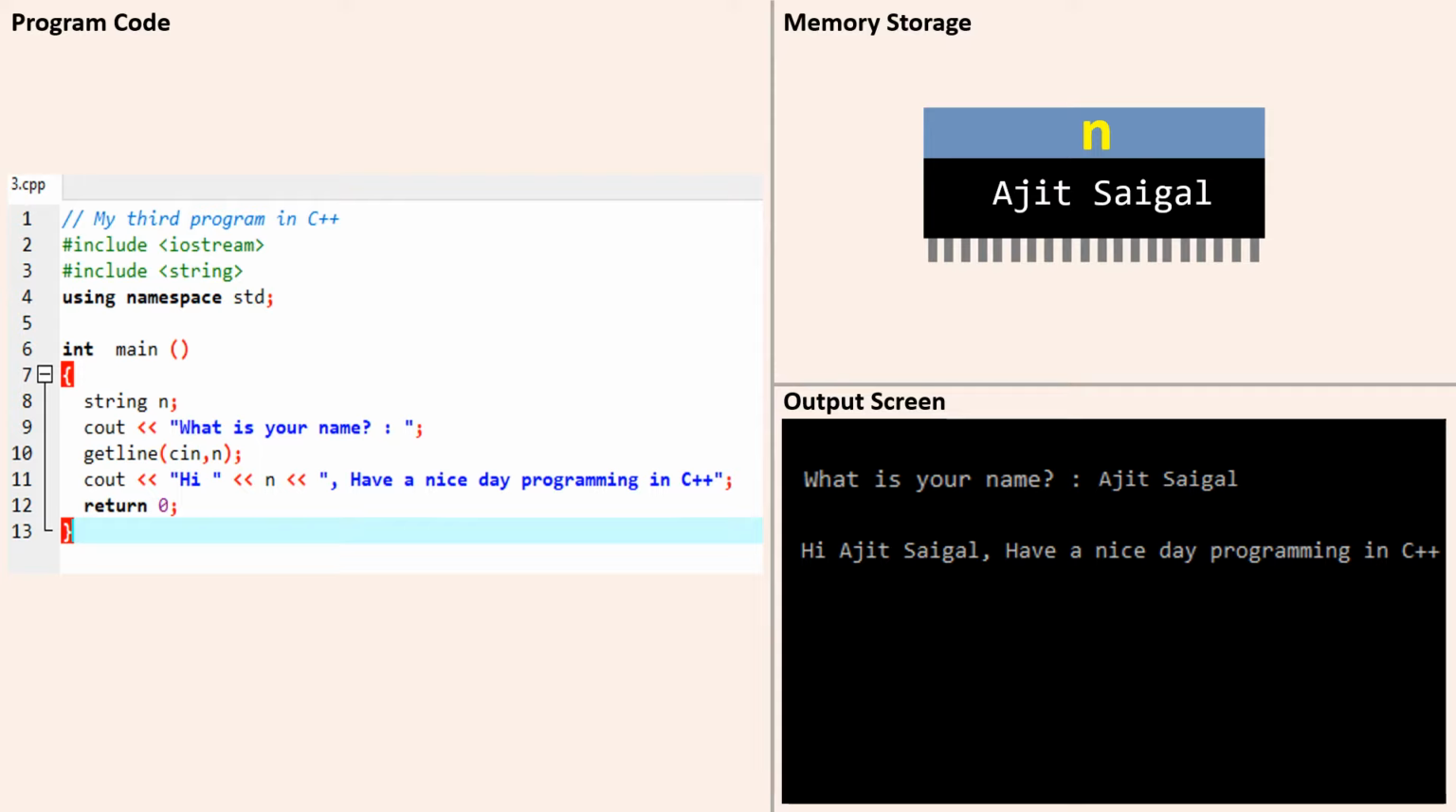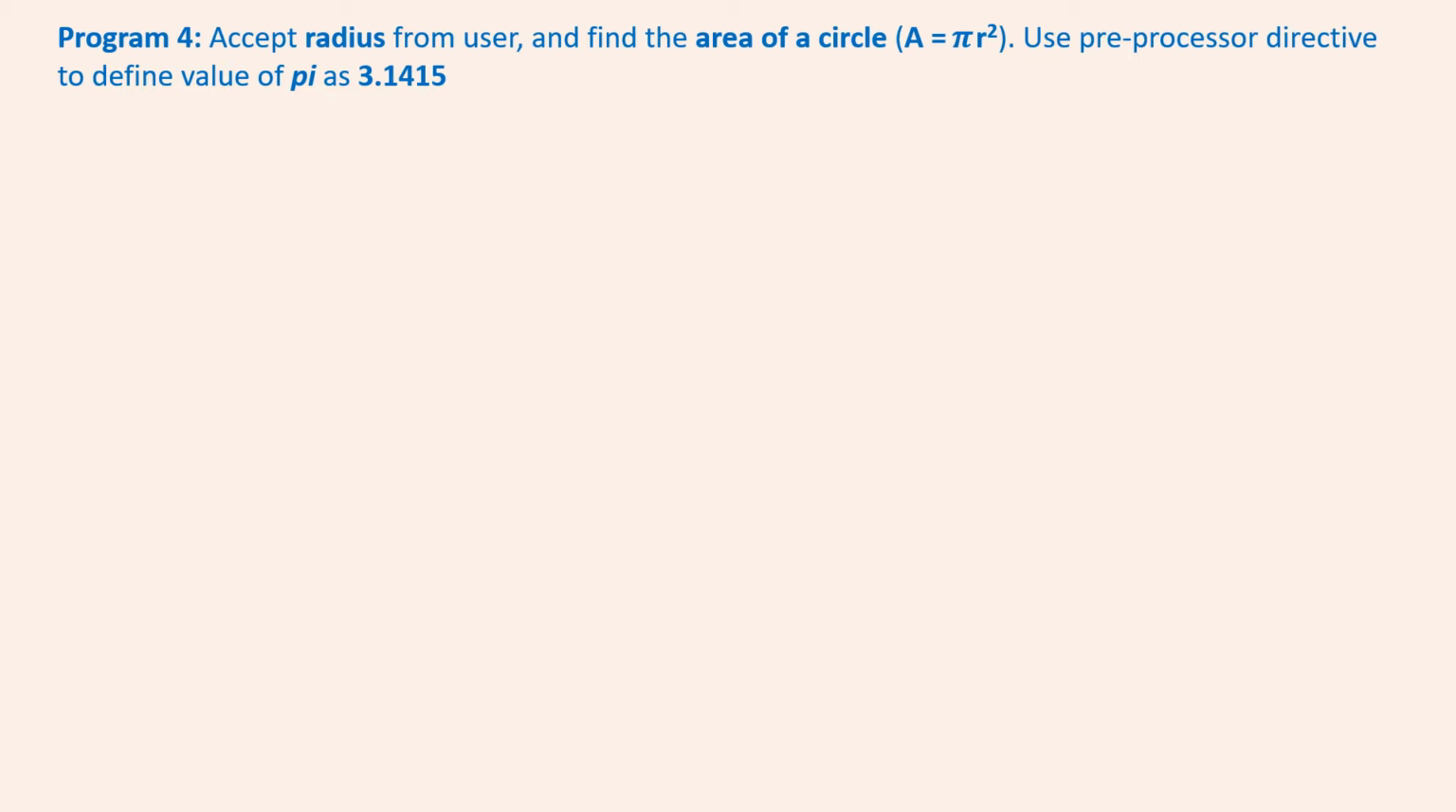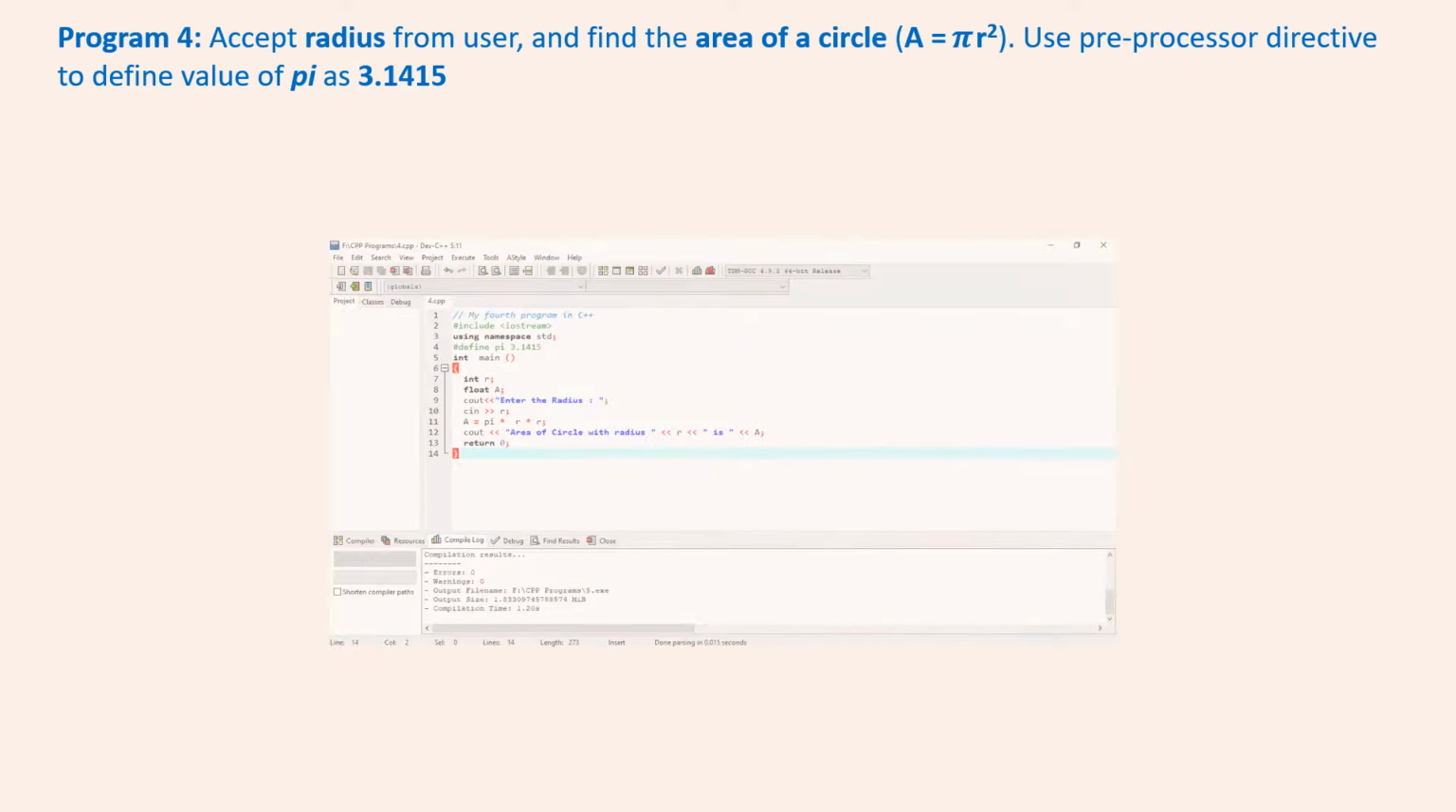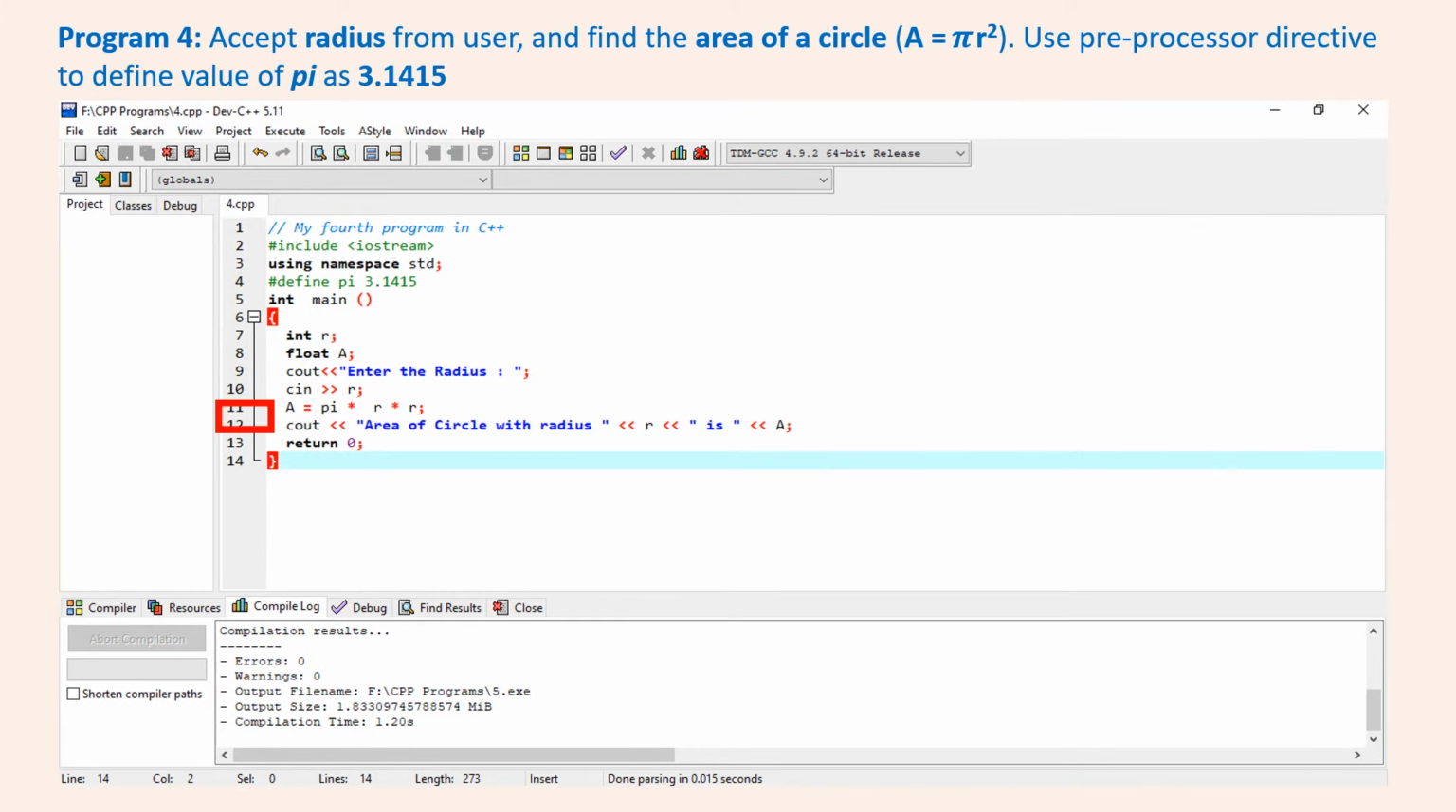Let's next move over to program 4, where the requirement is to find area of a circle. Get the radius from keyboard, and find the area of a circle. Formula is A equals pi r squared. Use preprocessor directive to define value of pi as 3.1415. I type the code as in this file and save it as 4.cpp.